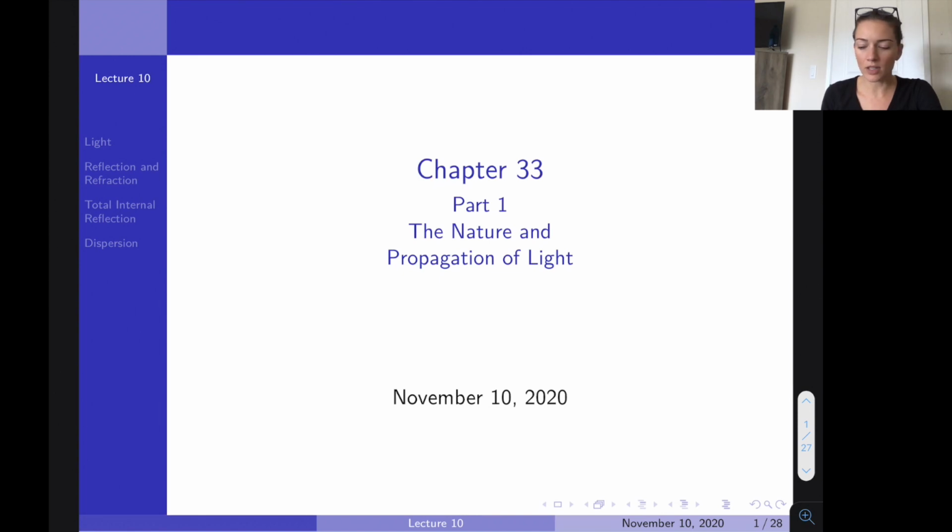Okay, so today we're going to be looking at chapter 33, which is the nature and propagation of light. We're going to be studying how light is reflected, refracted, and basically how it behaves differently as it travels through different mediums compared to a vacuum.